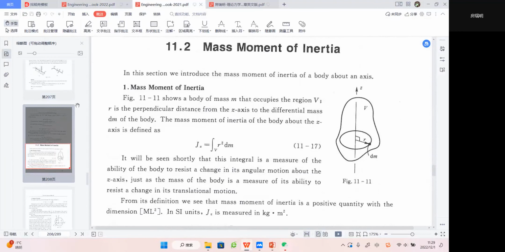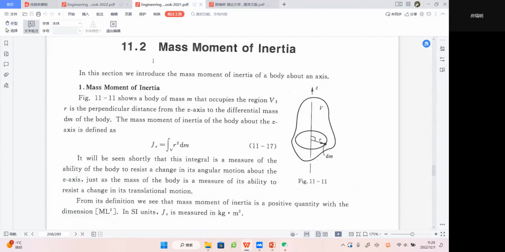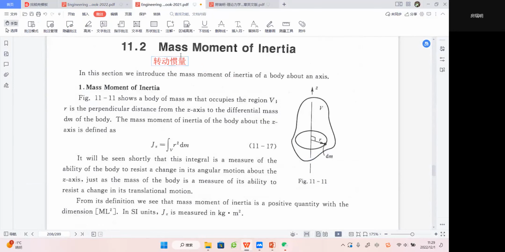So, what is mass moment of inertia? Once again, I will give you its Chinese name. We call that 转动惯量. Here, 转动 means rotation. So it has some relationship between rotation and the mass moment of inertia. In this section, we introduce the mass moment of inertia of a body about an axis.